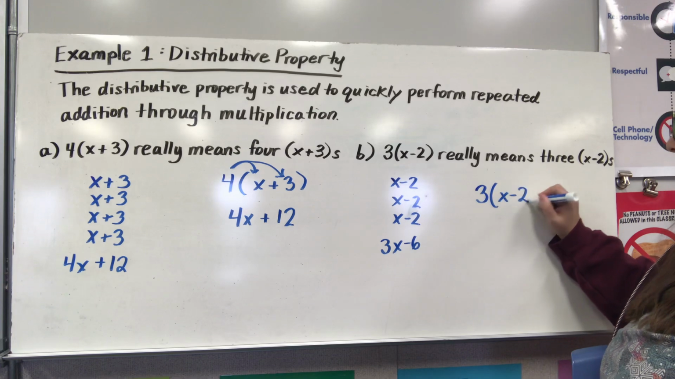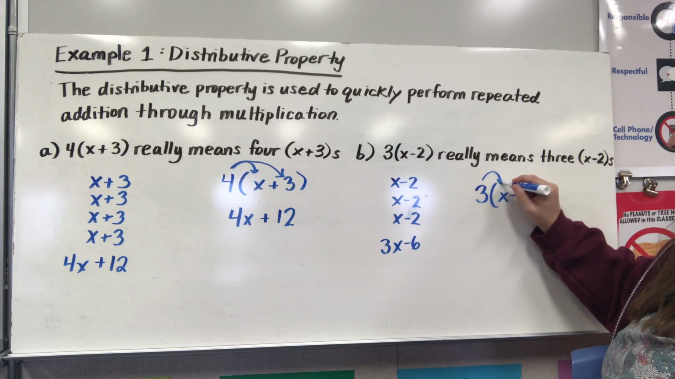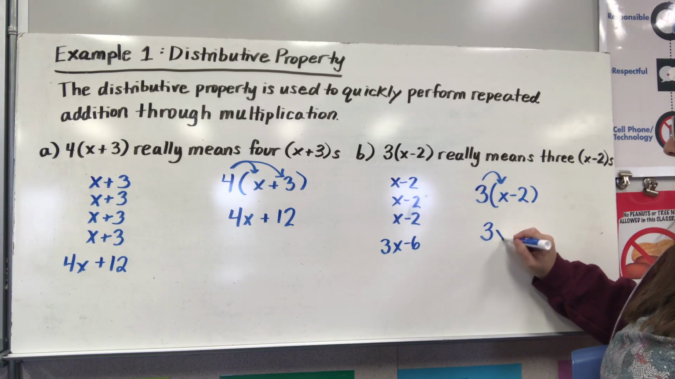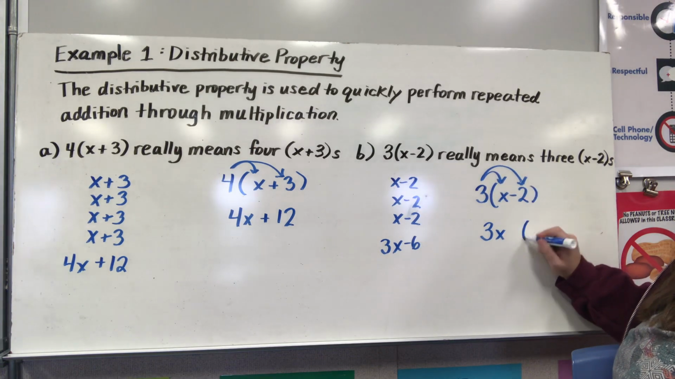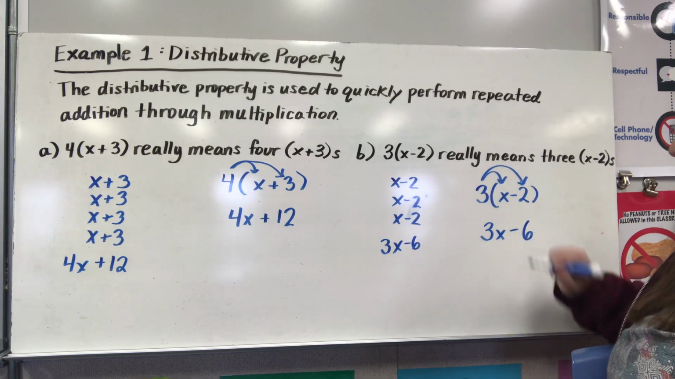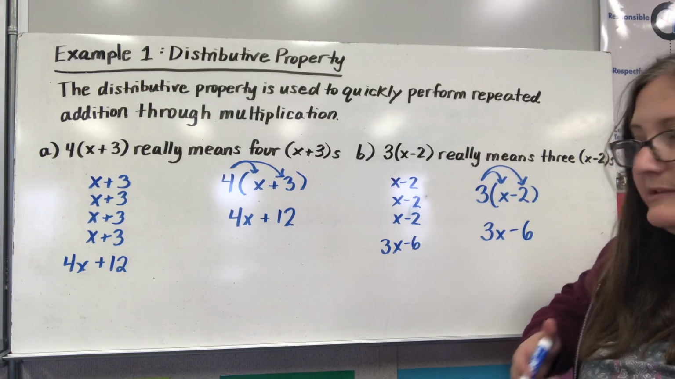So basically, I'll take my 3 and I'll distribute it to the first number here. 3 times x is 3x. Distribute it to my second number. 3 times 2 is 6. And this time it's a difference. I'm subtracting them. So I get 3x minus 6.